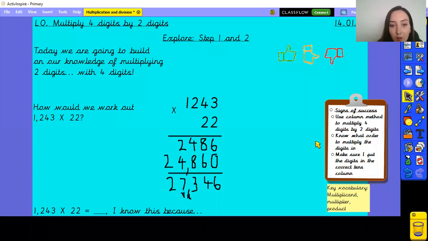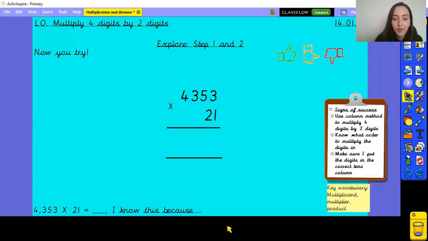So that is how we use column method to multiply 4 digits by 2 digits. So well done if you had a go at that and got that correct. Okay, so now that I've modelled how we use column method to do this multiplication, I'd like you to pause the video and have a go at this one in your maths book. So pause the video now and have a go on your own.